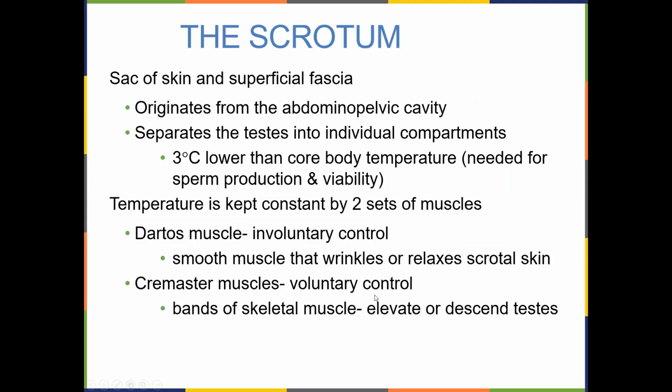Okay, so the scrotum, a sac of skin, keeps the temperature inside the scrotum about 3 degrees Celsius cooler. The dartos muscle allows the skin of the testes to wrinkle or to relax, depending on temperature. The cremaster muscle allows the testes to be drawn up or drop back down. So these are the temperature regulators.